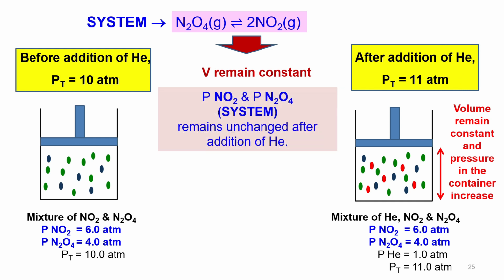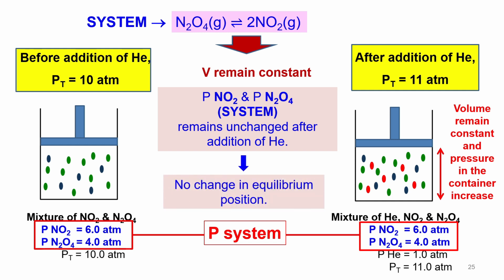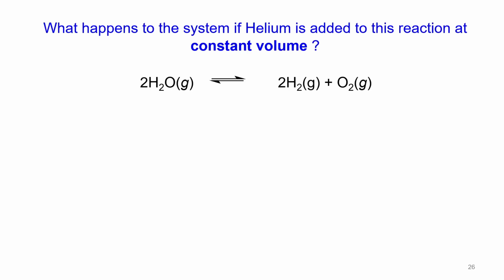PNO2 and PN2O4 system remain unchanged after addition of helium. Okay, because the system is at equilibrium. So no change in equilibrium position. Okay, alright. So what happened to the system if helium is added to this reaction at constant volume? Okay, so again, dia sama macam konsep yang tadi, walaupun kita masukkan helium gas. Okay, the concept is very simple. You just memorize. They can shift to the left or shift to the right.